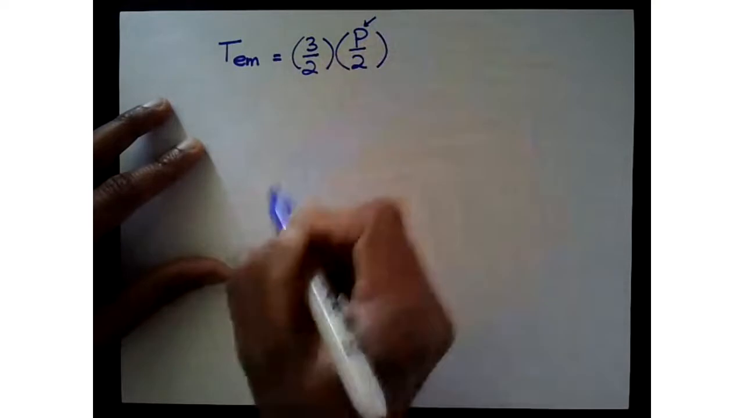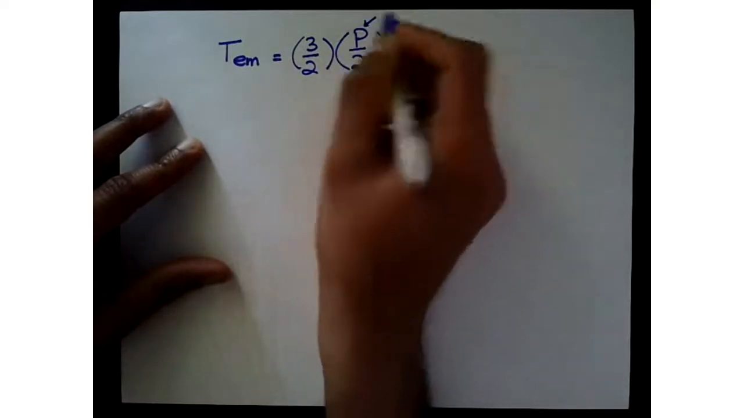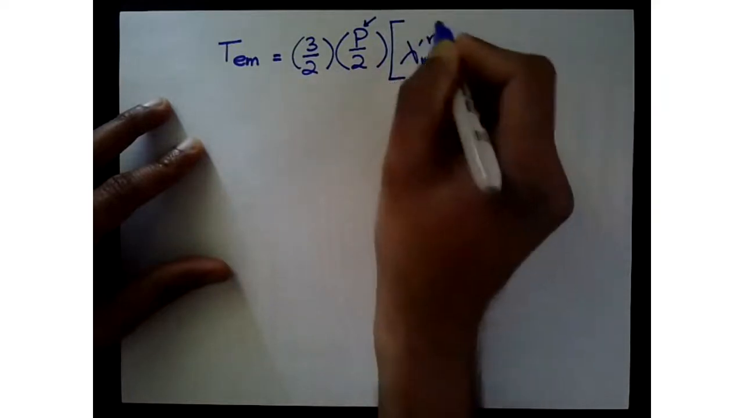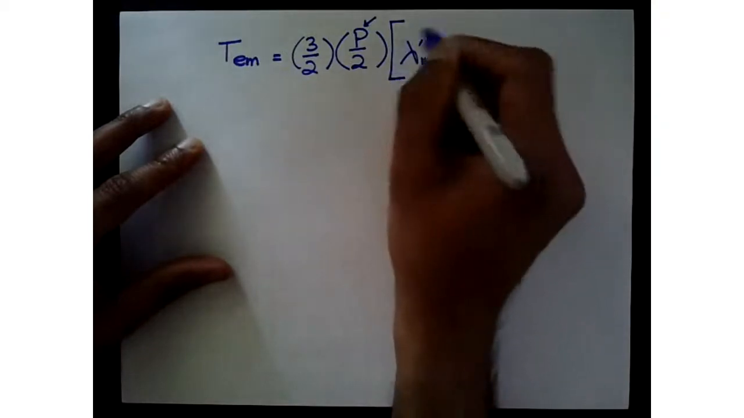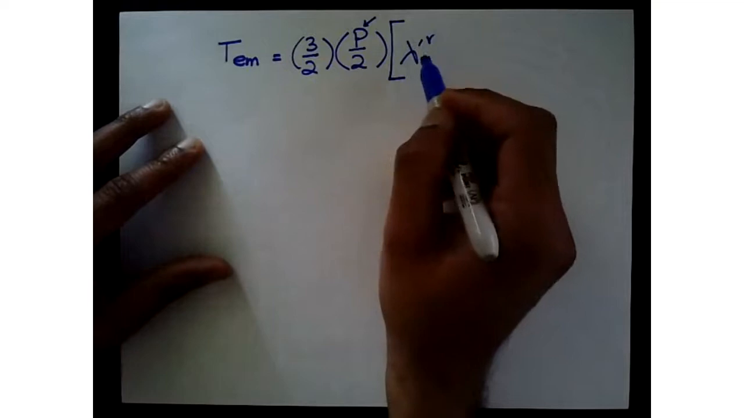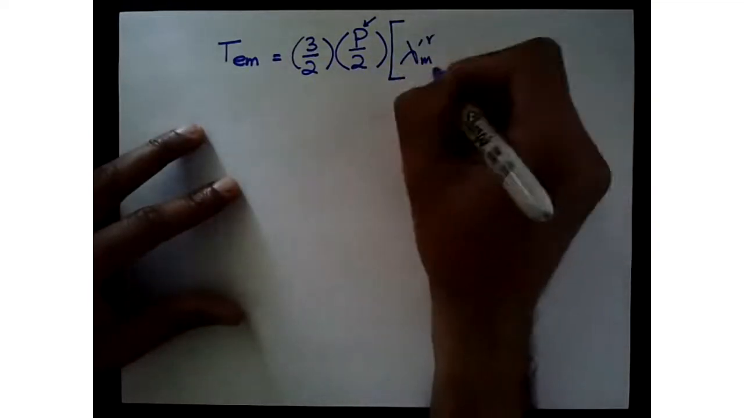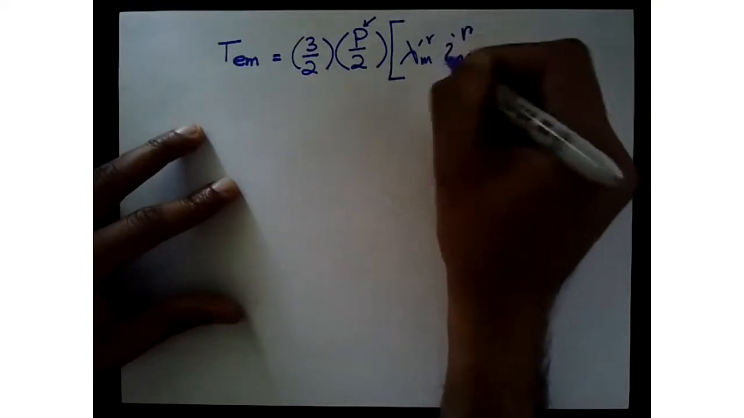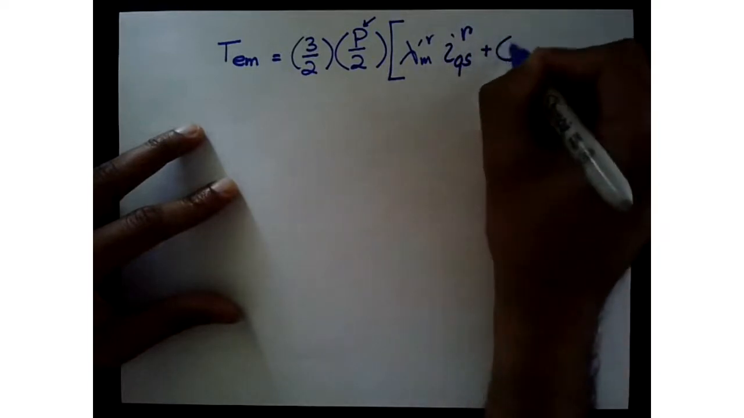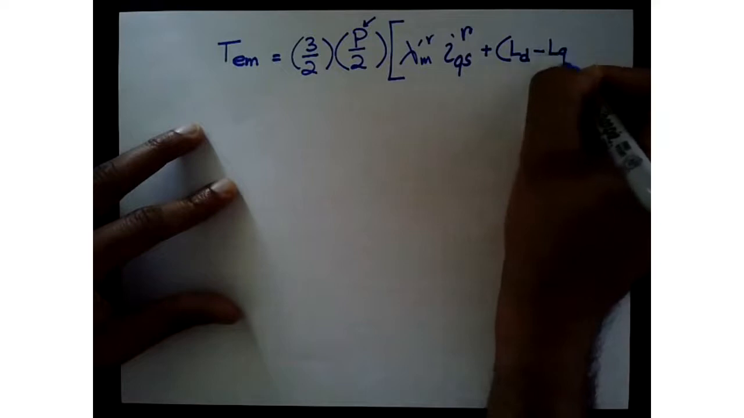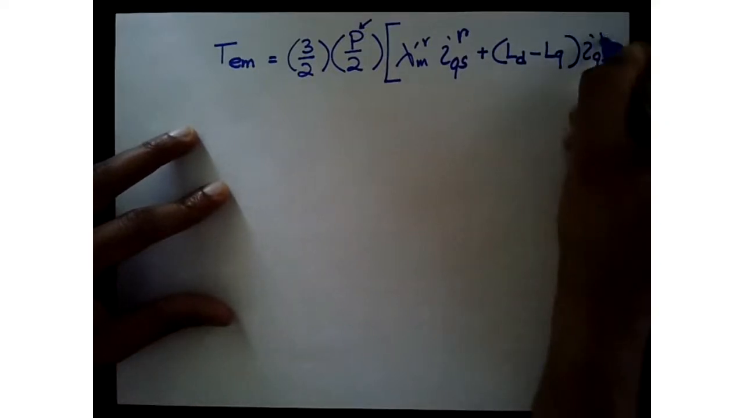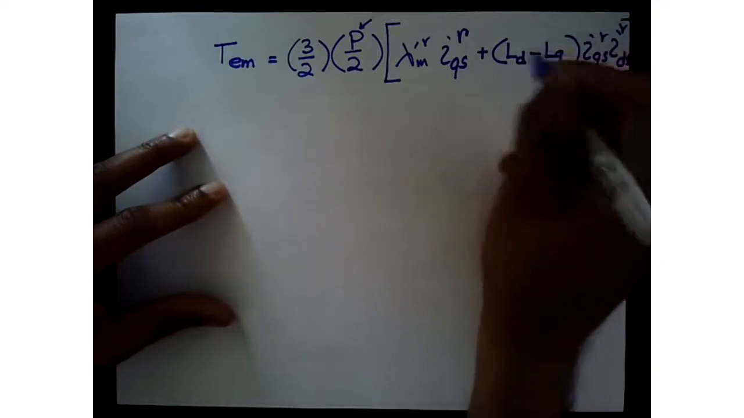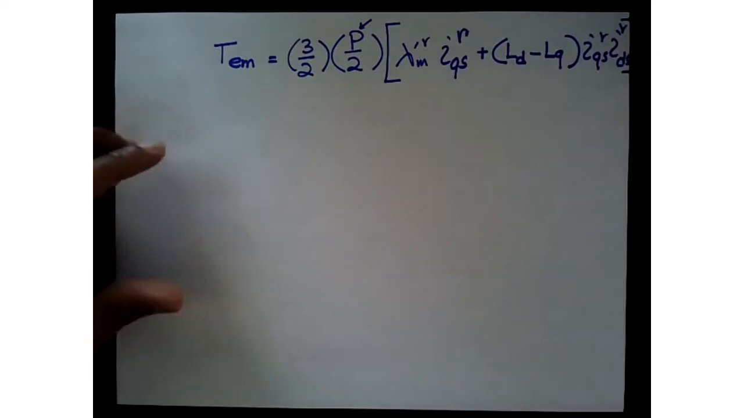So this is the number of poles by 2. Okay, we have to have that factor times lambda m prime r. And I'll show you how to find this variable. This is associated with the back EMF, the permanent magnet flux linkage. Okay, lambda m prime r times IQSR, the q axis current, plus (LD minus LQ) times IQSR IDSR. Okay, so the product of the two currents times the inductance.